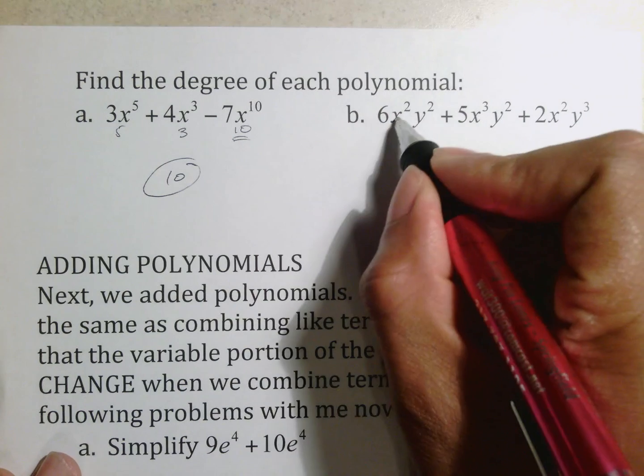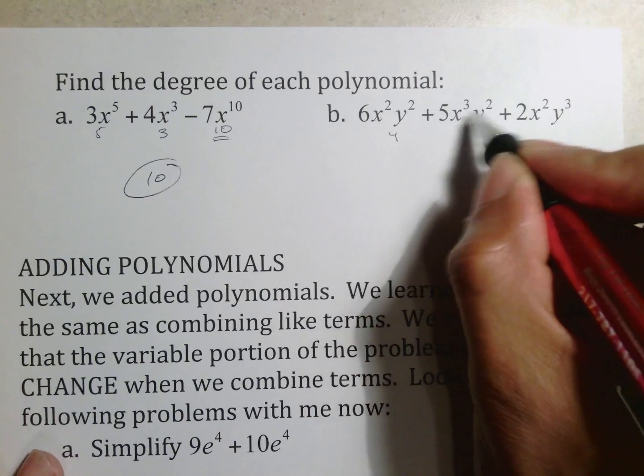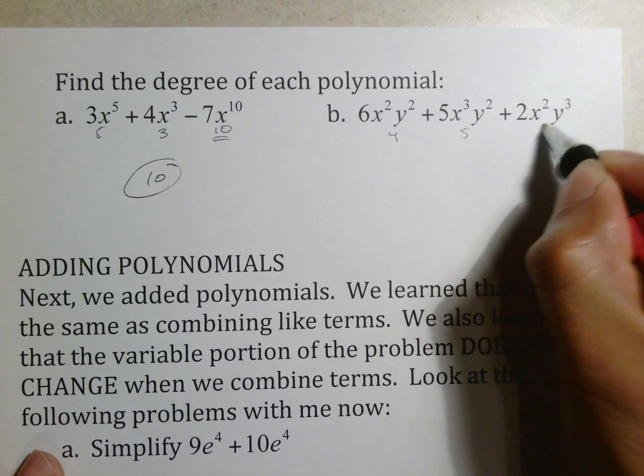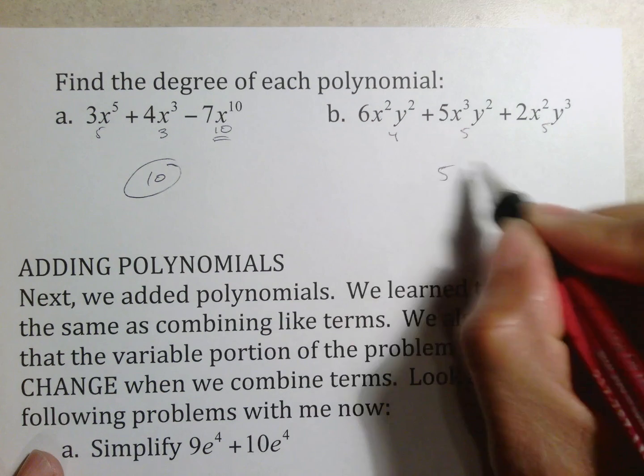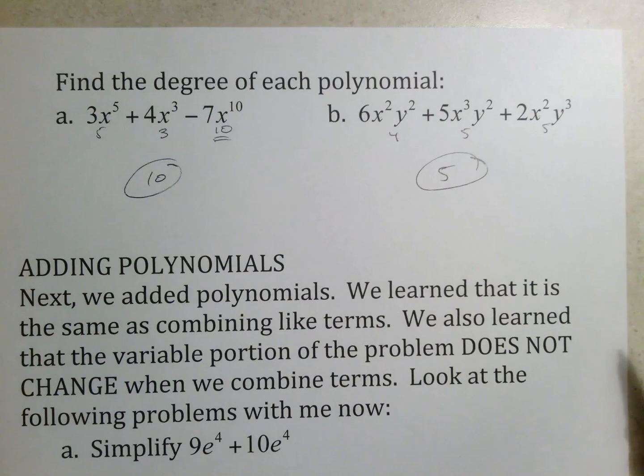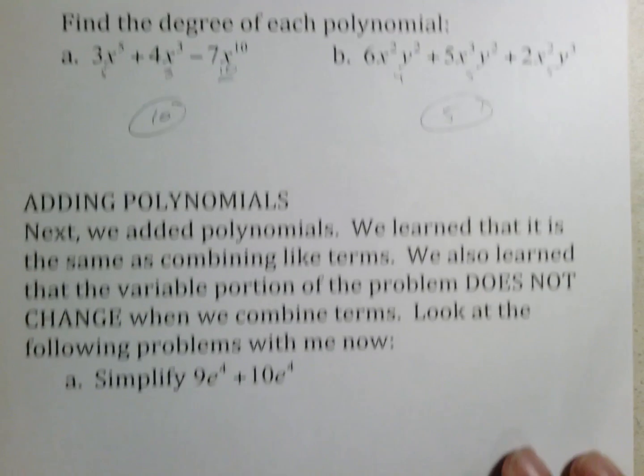Here the degree of this is 2 and 2, which makes 4, 3 and 2, which makes 5, 2 and 3, which makes 5. The highest number I see in this list, even though it's 2 of them, is 5. And so that is how you find the degree of a group of monomials. Again, you pick the highest number, do not add them.